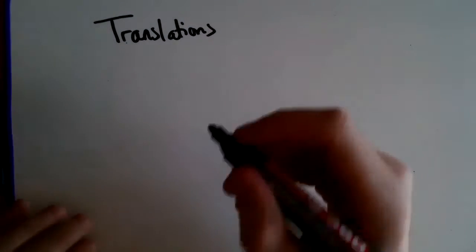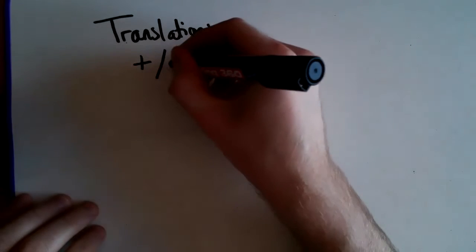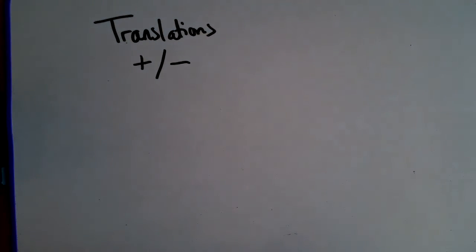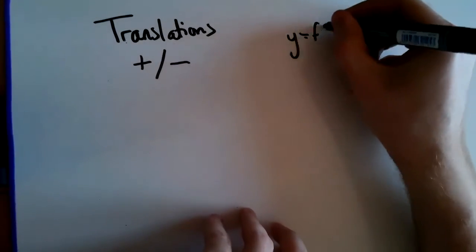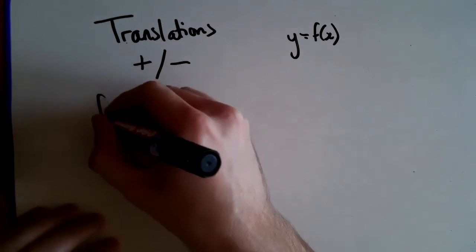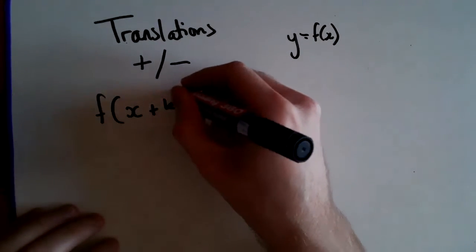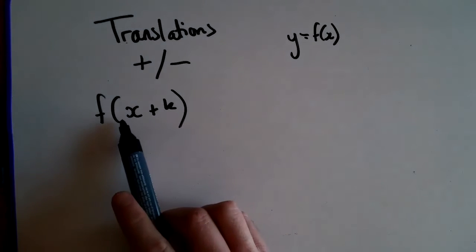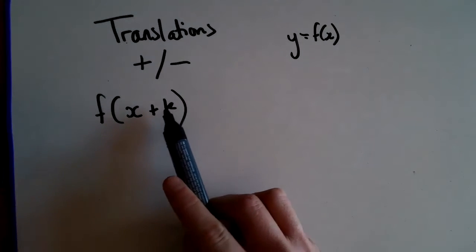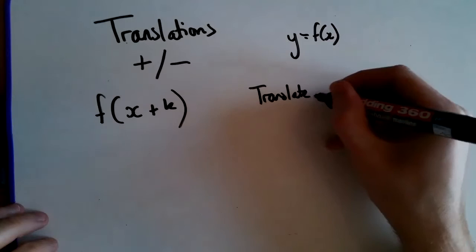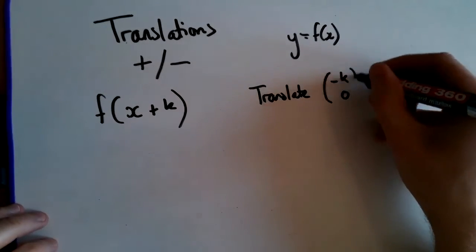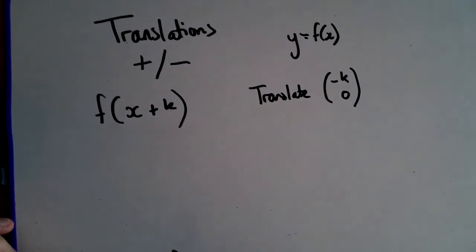So translations, you can spot if there's a translation if there's been a plus or minus, if I've added or taken away something. So if my original curve is y equals f of x, and I have f of x plus k, the rule is if it's inside the bracket, then we do the opposite to x. So it's a translation, and we take away k from x. So it's that.